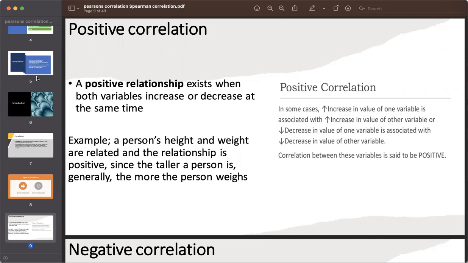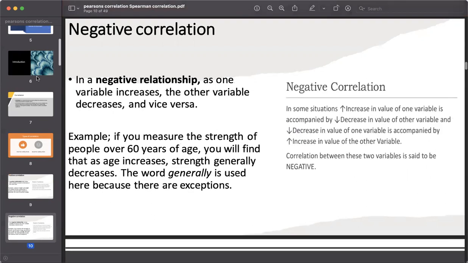In positive correlation, in some cases, an increase in the value of one variable is associated with an increase in the value of the other variable, or a decrease in the value of one variable is associated with a decrease in the value of the other variable. Correlation between these variables is said to be positive. Now we discuss negative correlation.